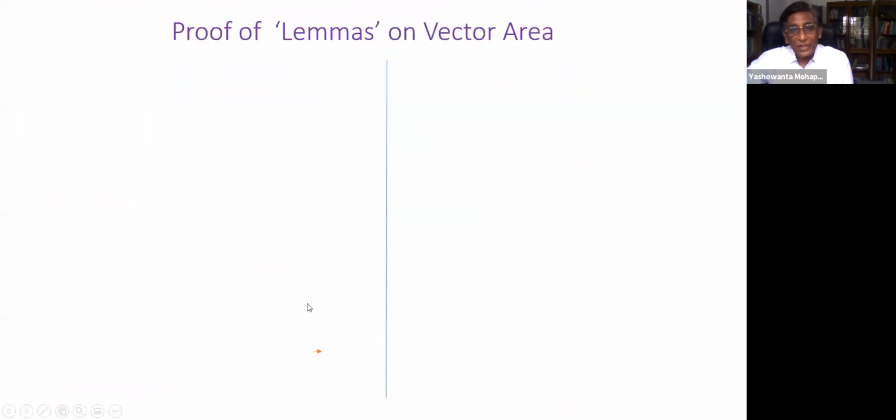All right. So let's go to the proof of the lemmas, very simple, on vector area, quickly one by one. So lemma 1: for a closed surface, A is equal to 0. That's for a closed surface the area vector is 0.